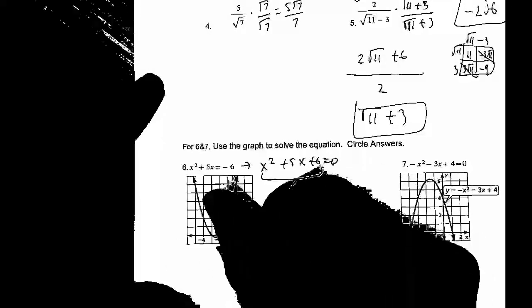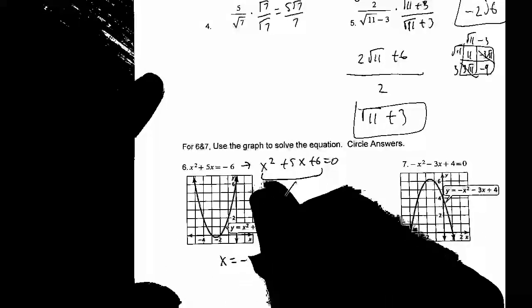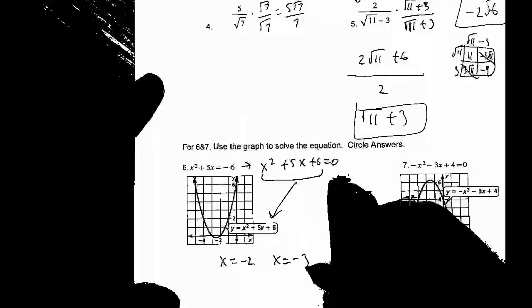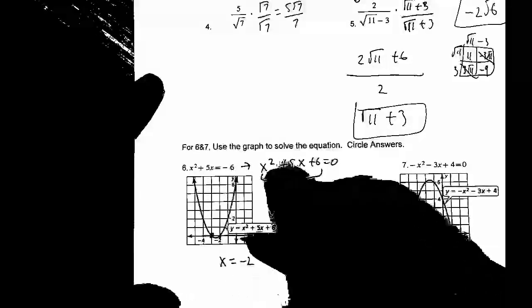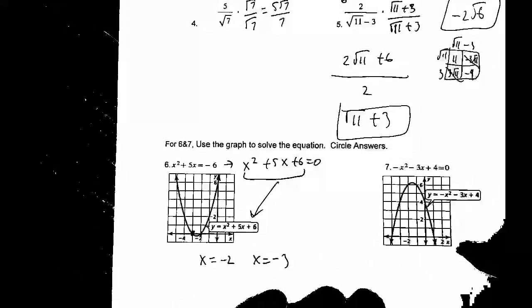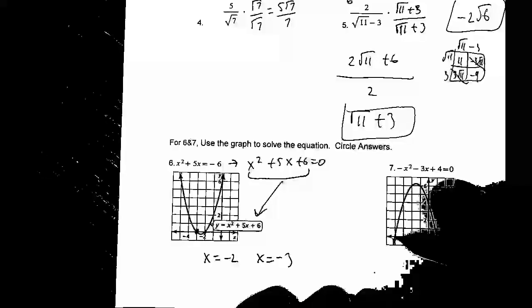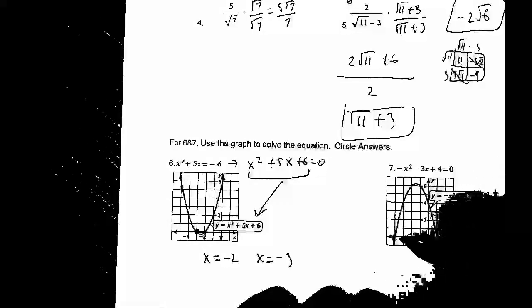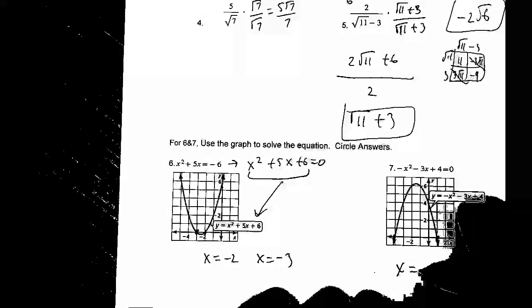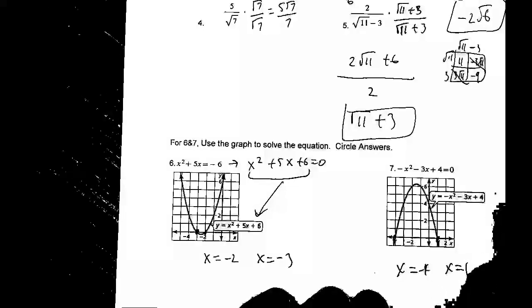And that's happening here at x equals negative 2 and x equals 3. This is just looking at the graph and looking at the x-intercepts. This one, same idea. Where does this equal 0? Where does it hit the x-axis? Right here at 1 and right here at negative 4. Those would be your answers. So that's pretty straightforward, right? Just look for those x-intercepts.